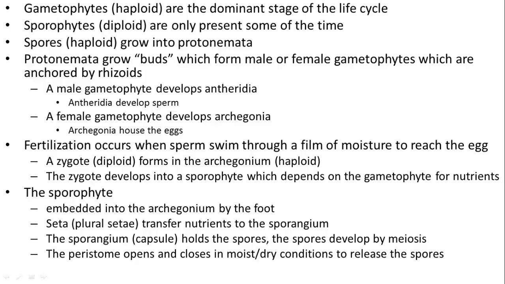The sporophyte stays embedded within the gametophyte for its whole functional part of the life cycle, and it is embedded into the archegonium by a structure called the foot. The seta transfers nutrients to the top part, which is the sporangium, or also called the capsule, and this holds the spores, and the spores develop by meiosis. So then you have the haploid spores, which then disperse through the peristome, which opens and closes when conditions are favorable.